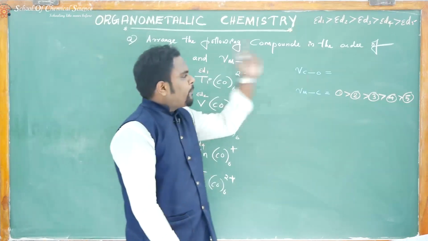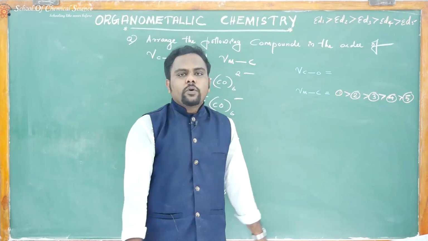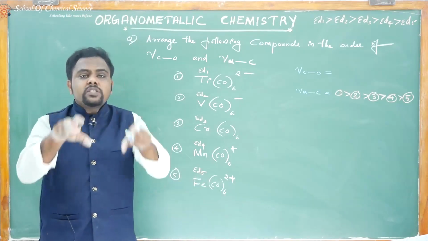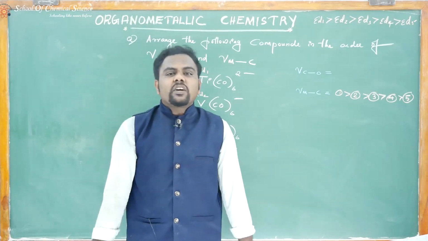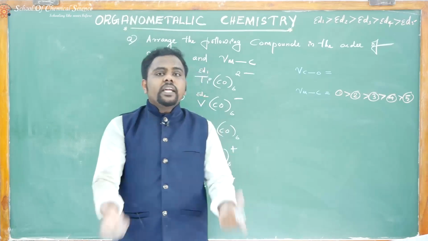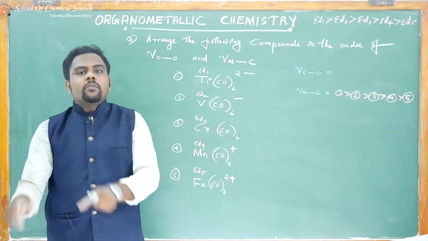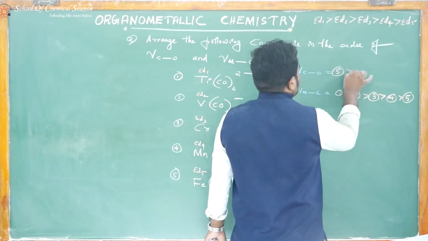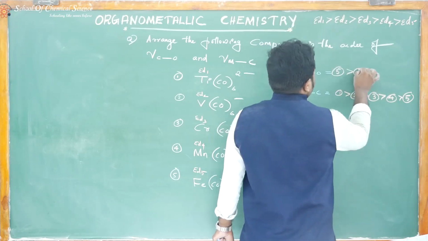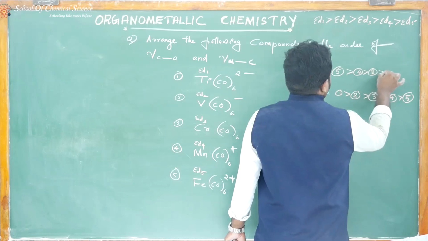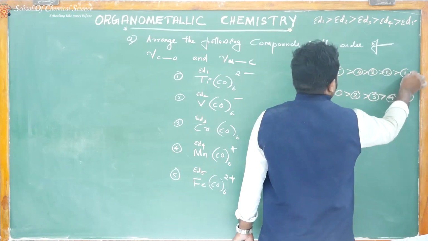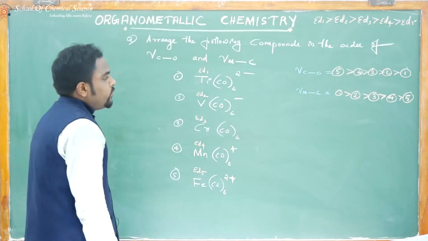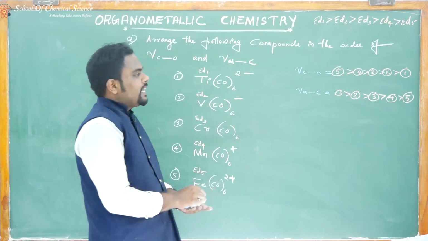Then exactly opposite order in the case of ν CO. When back bonding increases, carbon-oxygen bond order decreases. So what is the order? 5 greater than 4 greater than 3 greater than 2 greater than 1. So that is the order of ν MC and ν CO. Is it right or no?